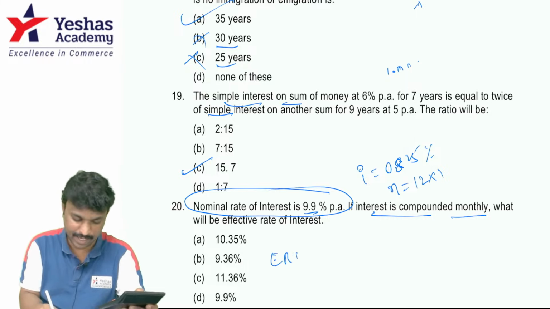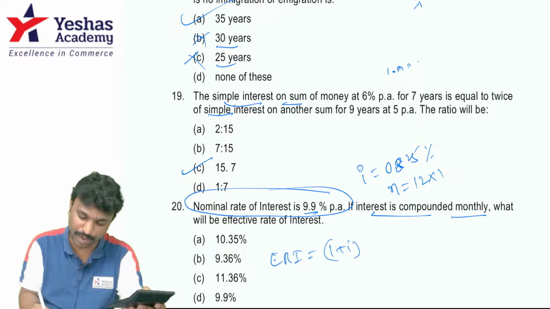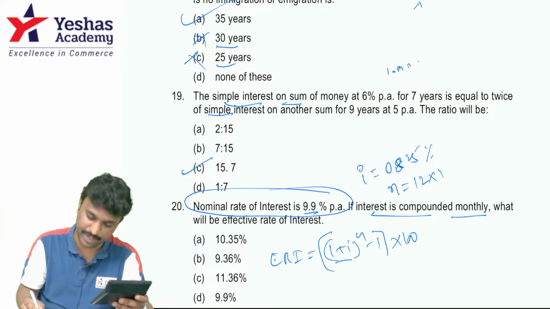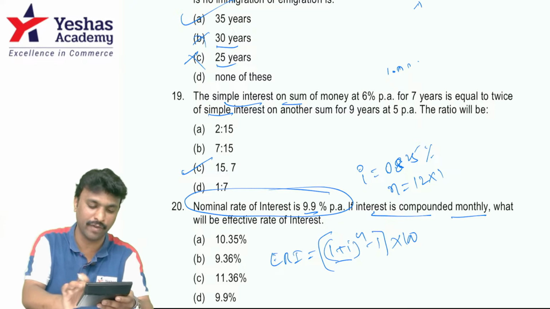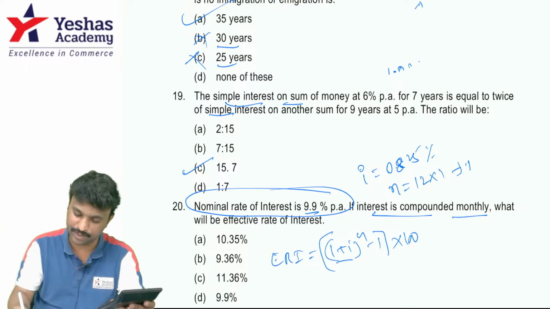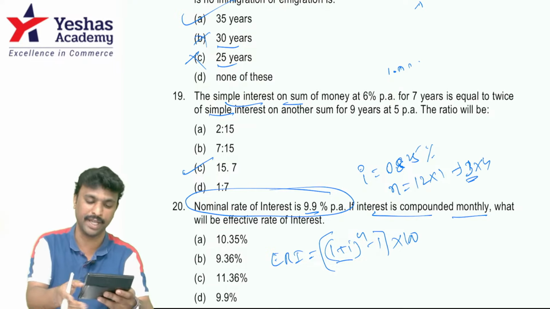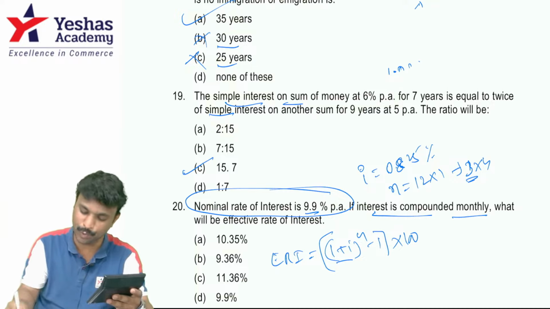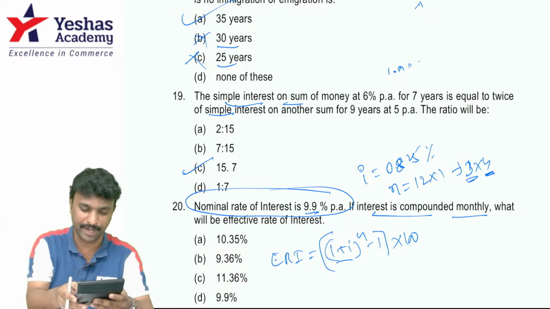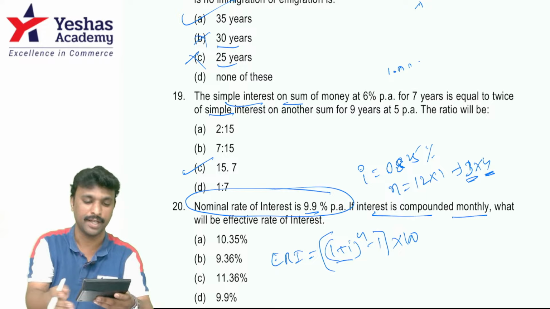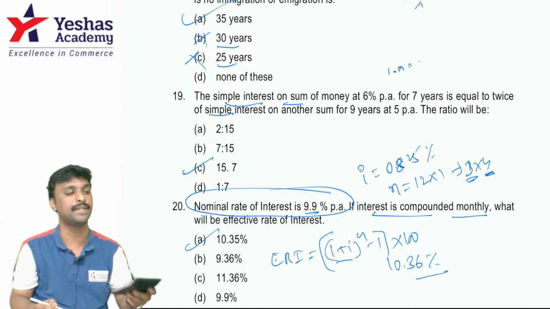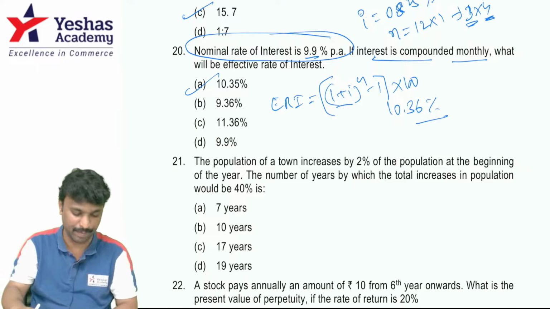So EAR is basically (1 plus i) whole power n minus 1, into 100. Take your calculator, type 1 plus i, that is 0.825%. Press into, see for power 12, you can actually write 3 into 4. First raise the power to 3, that means press equal twice. Press into again for power 4, equal 3 times. Then do minus 1 into 100. So the result is 10.36%. The nearest answer is option A, 10.35%.